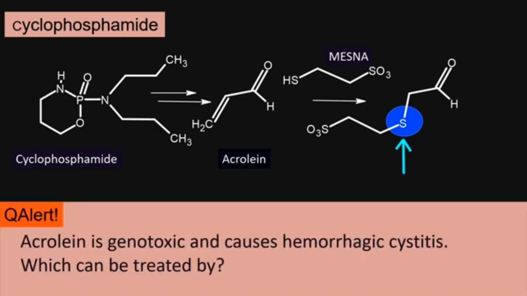Bleeding from the bladder. So here is the question alert. Acrolein is genotoxic and causes hemorrhagic cystitis, which can be treated by what substance? Guess what the answer is here? Mesna, which removes acrolein by making a water-soluble complex.